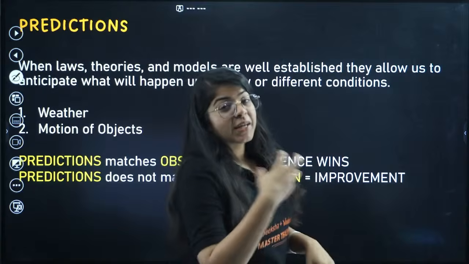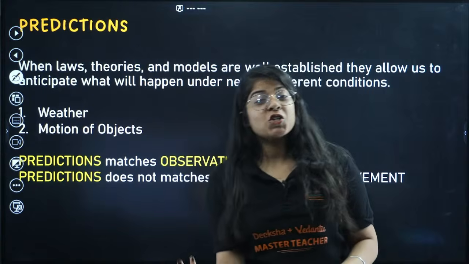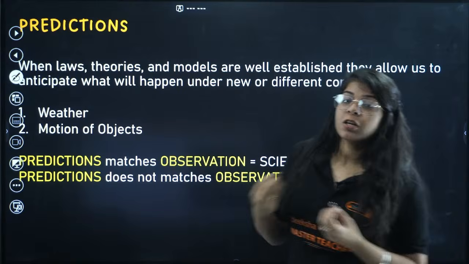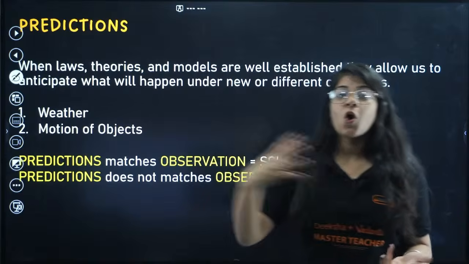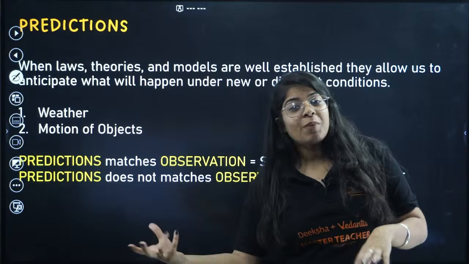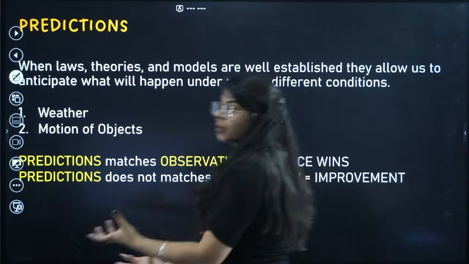So, if the predictions of objects match our observation, science wins. If the prediction does not match our observation, we go on and study the pattern again. Maybe sometimes we get a new pattern, maybe it's just a random guess. So not all the predictions will be true.